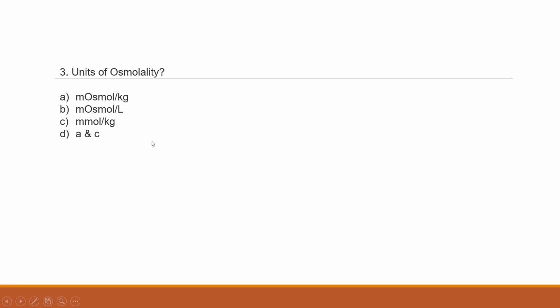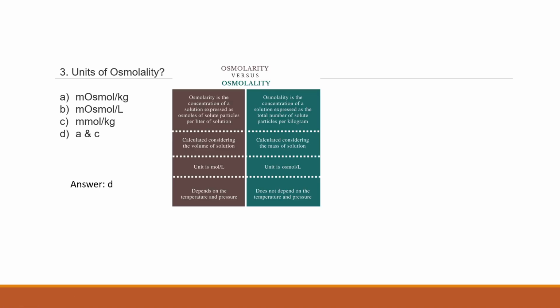Anybody wants to answer? Okay, so your answer is D, that is both milliosmol per kg and millimole per kg. Both are units for osmolality, but the more widely used unit is milliosmol per kg, because millimole will get confused with some other concentration units. So just to make it easier for osmolality, we use milliosmol per kg more frequently.